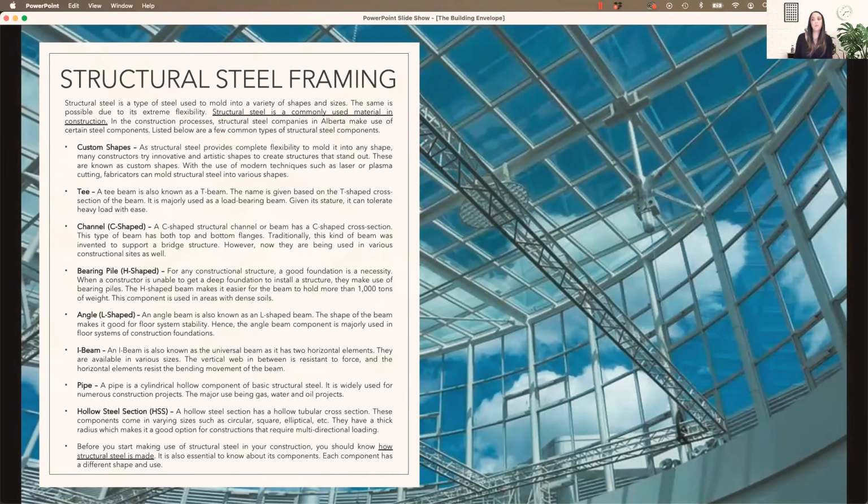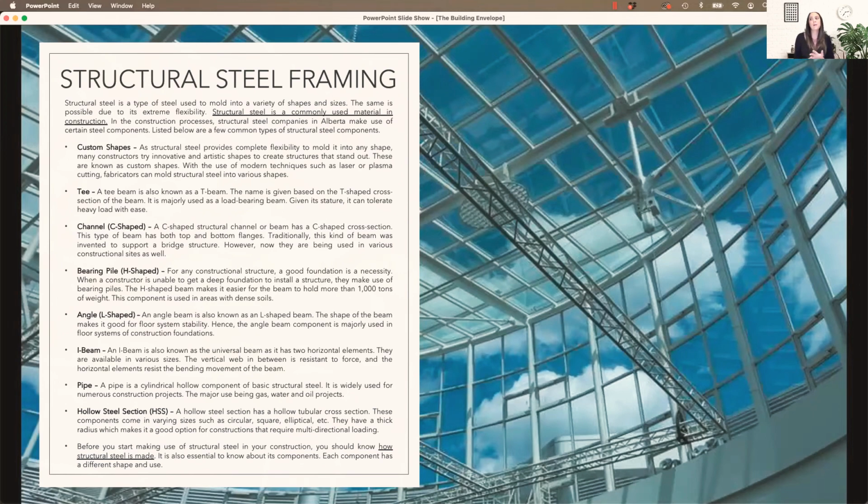And then moving back towards commercial, again, structural steel framing. So a lot of commercial projects are big and have a lot of load-bearing weight that they have to support these larger buildings. So the structural steel framing is typically used.